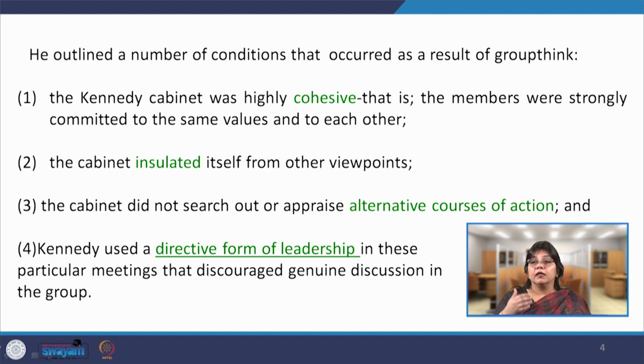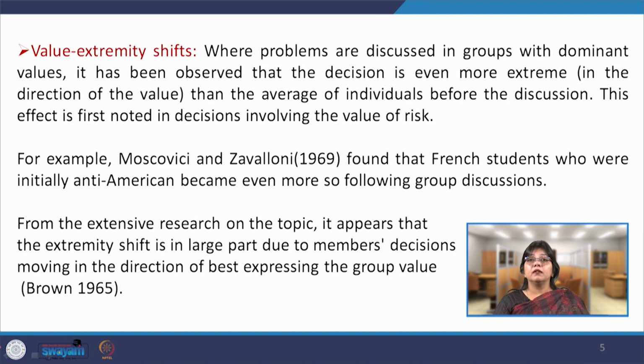So, this is the outcome of one group value orientation, that is consensus, which generally happens when there is high cohesiveness among members. But sometimes this value orientation becomes heavily inclined, and people tend to become heavily inclined even to the wrong course of action. This is consensus. The other is value extremity shifts. It is about group shift.